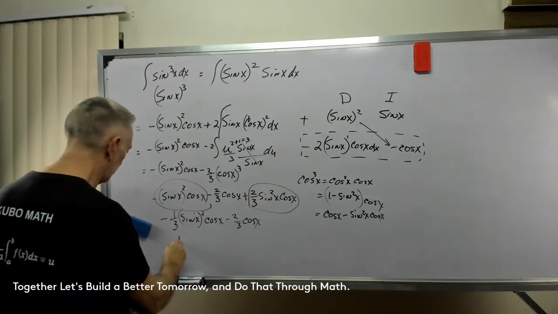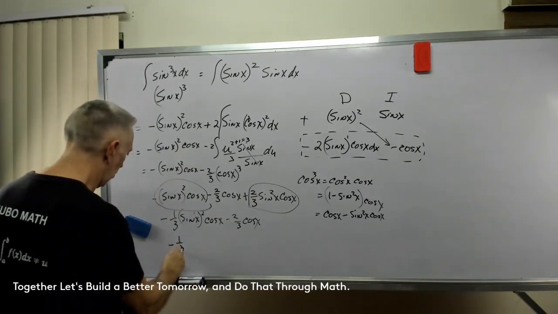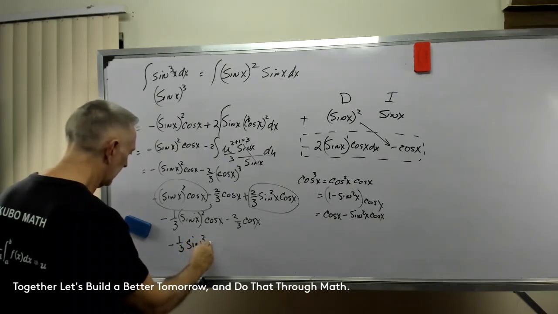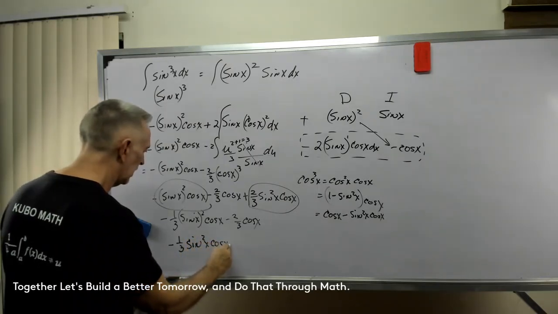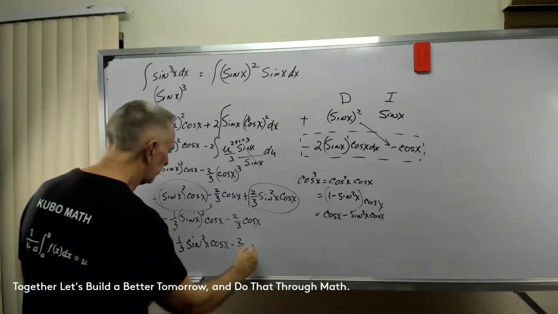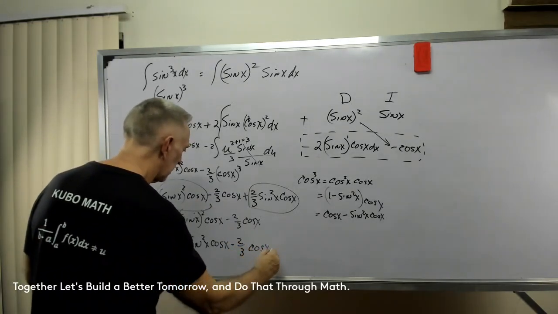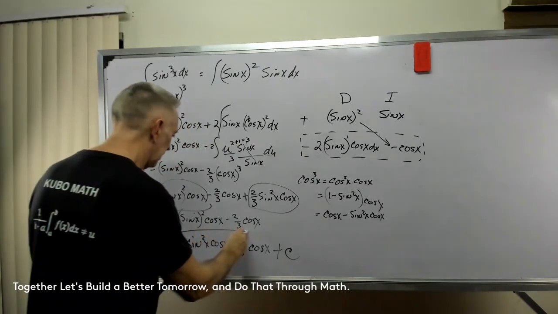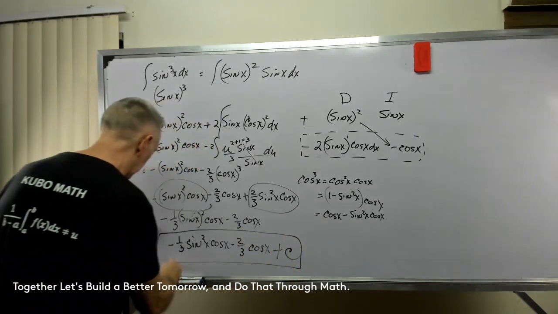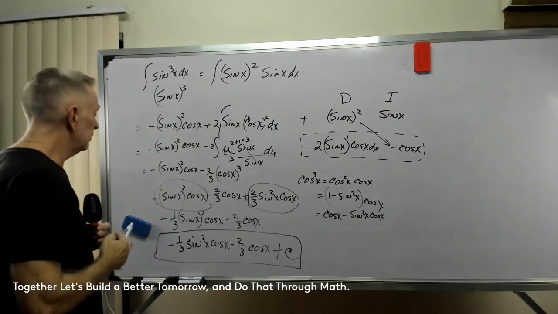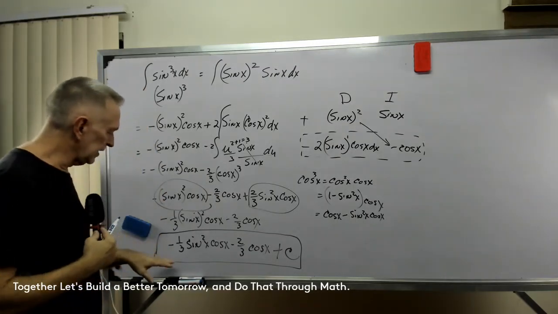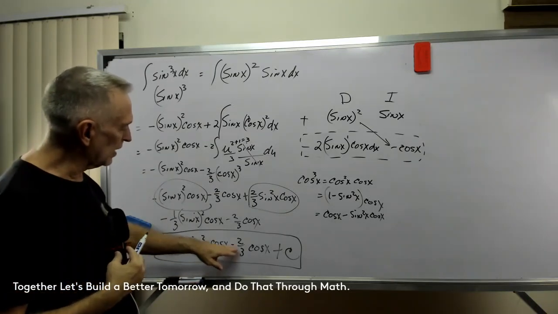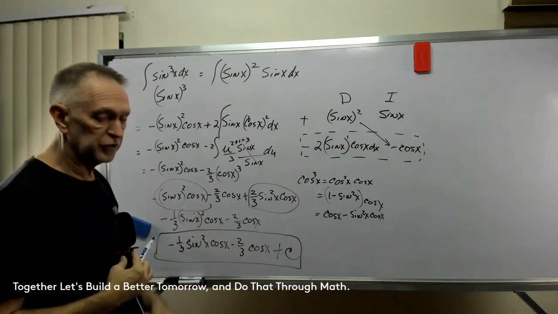Now if I put this back into the nomenclature that you normally see, it would look like this, plus c. And that, my friend, would be the answer for the integral of sine cubed x dx. It's minus 1/3 sine squared x cosine x minus 2/3 cosine x plus c.